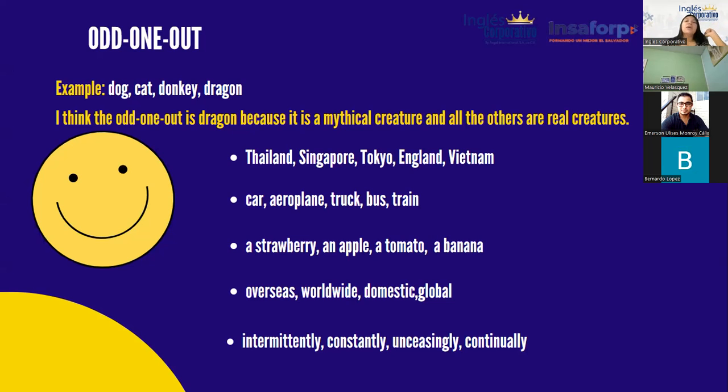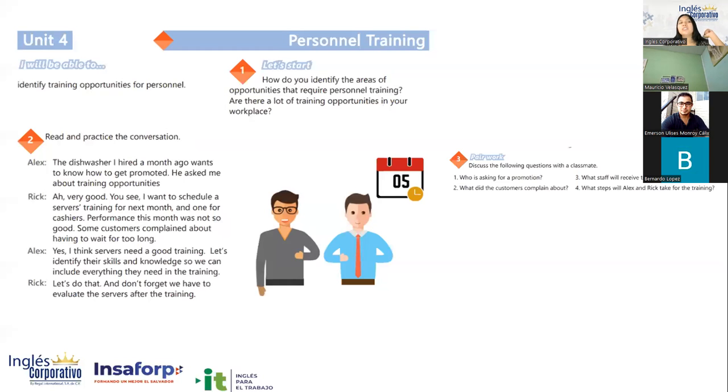Okay, guys, let's move and let's start with the book. So let's start talking about the book. So we have personal training. We have a short conversation right here. Maurice, please be Alex, and Emerson, please be Rick.